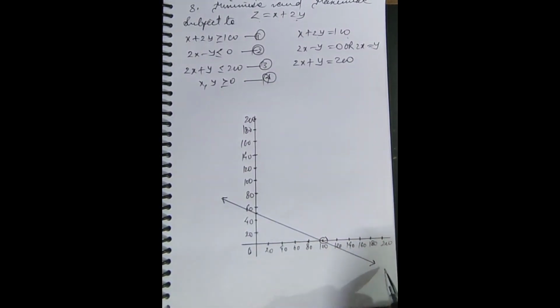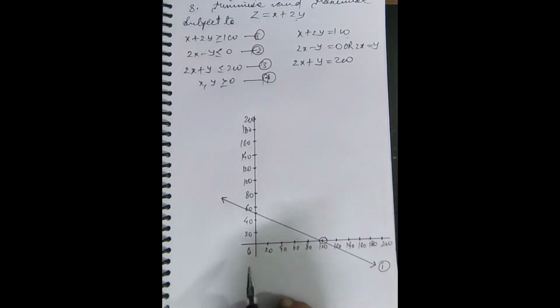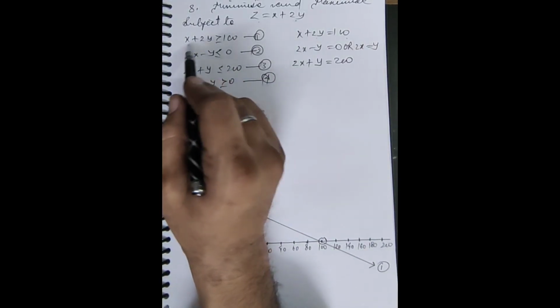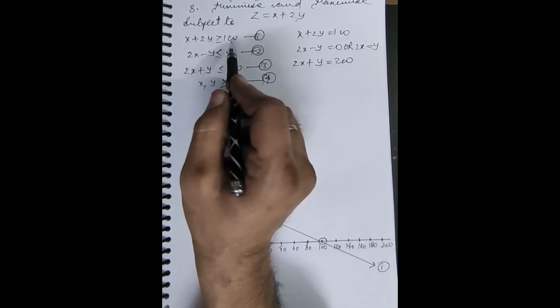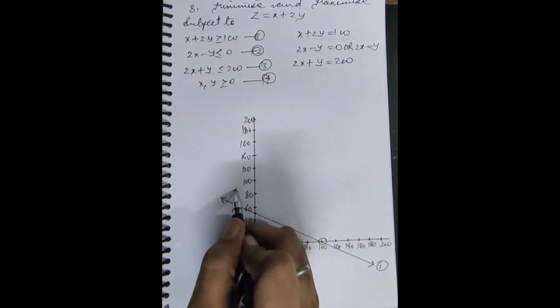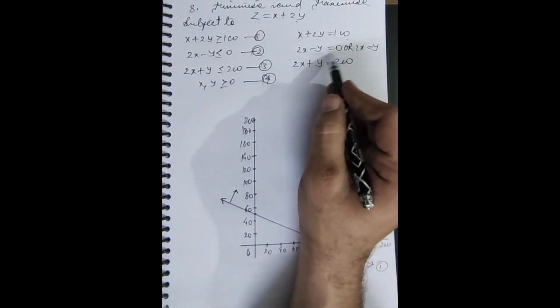And for the shading, again origin can be taken. If I put origin, this whole side will become 0 greater than 100, which is a wrong statement, so move opposite to origin. Next, the second one, again you can see the constant is absent.